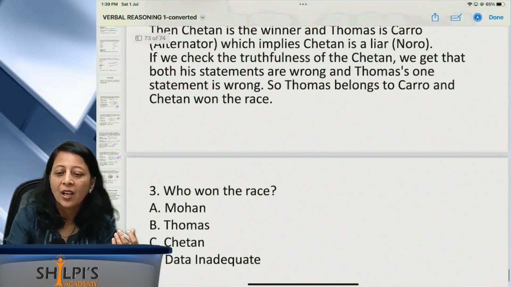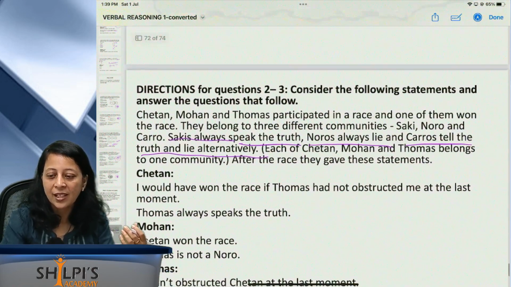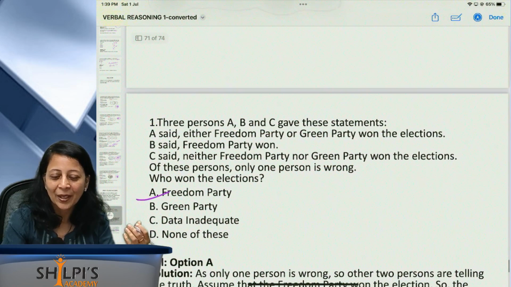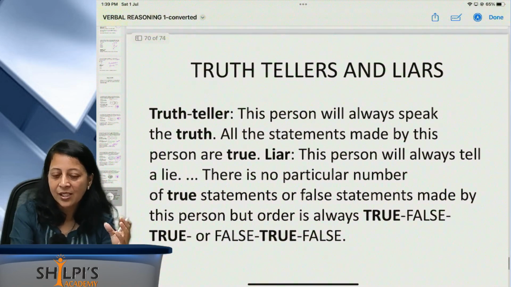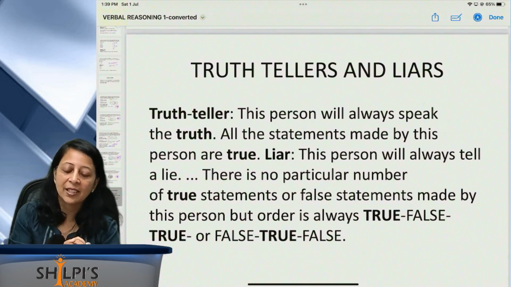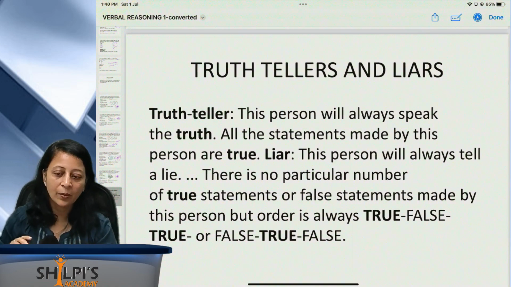So, these are the types of questions that could be asked on truth and lies. It could be a truth teller, or a liar who makes claims on this side and that side. It's quite an interesting topic, students.